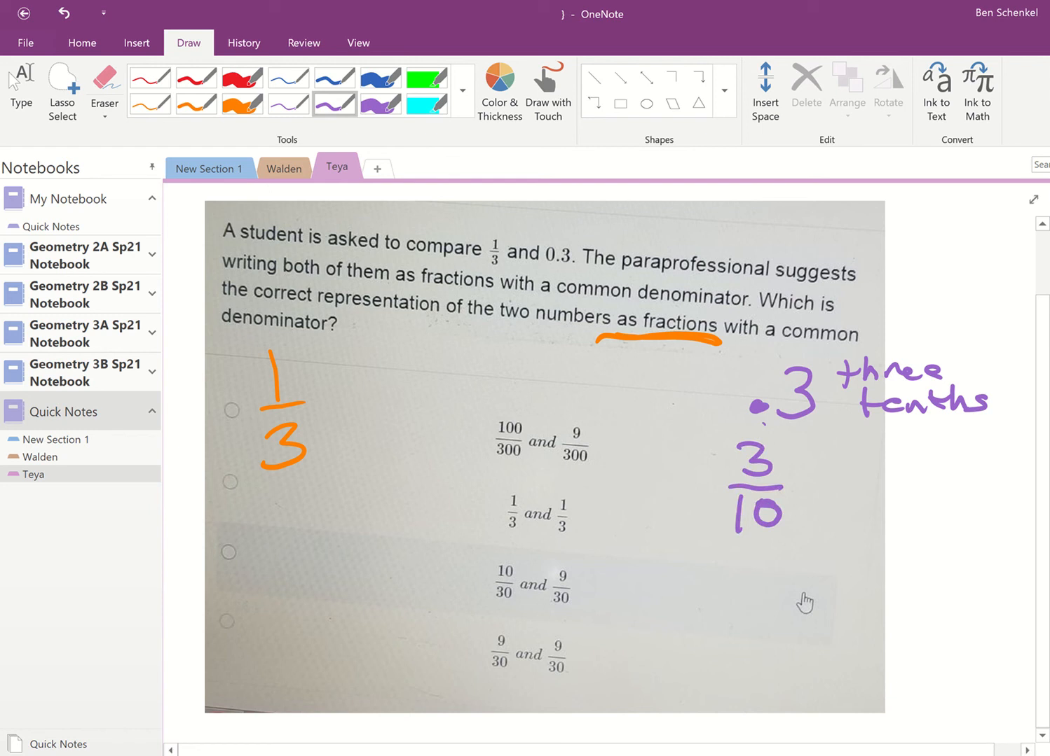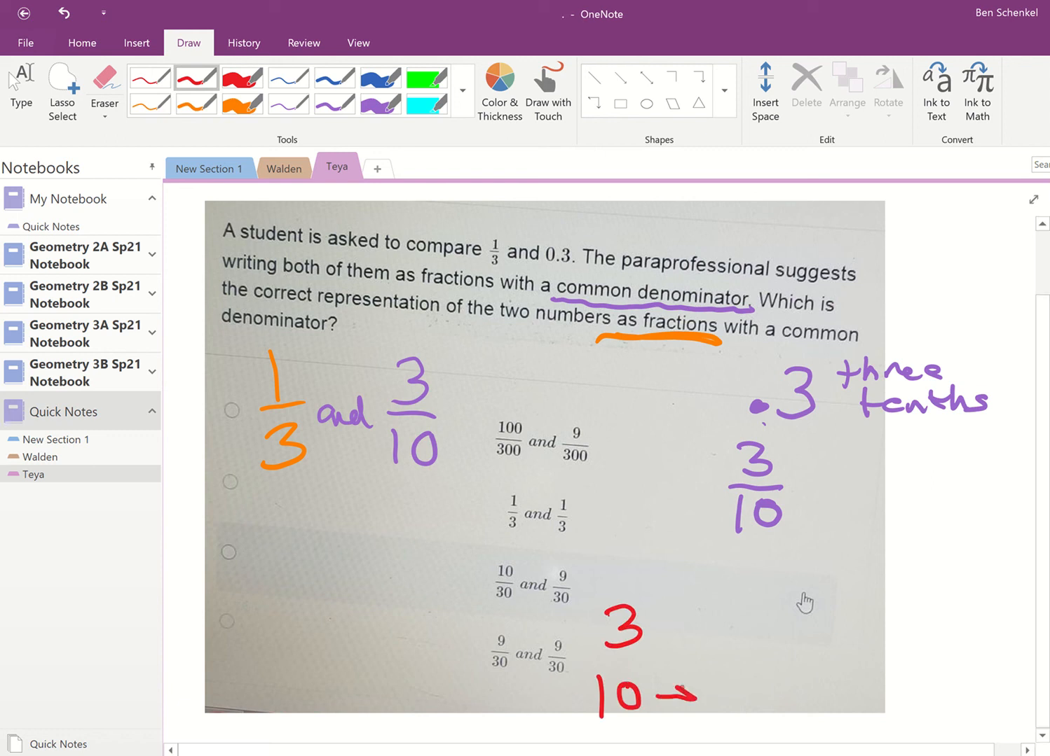So once we have the two fractions, we want to make it so that it looks like one of these that they give us. So we want the denominators to be the same, and we want common denominators. A common denominator is just a number that both of these go into. So if we come down near the bottom, we have 3 and 10 as our denominators.